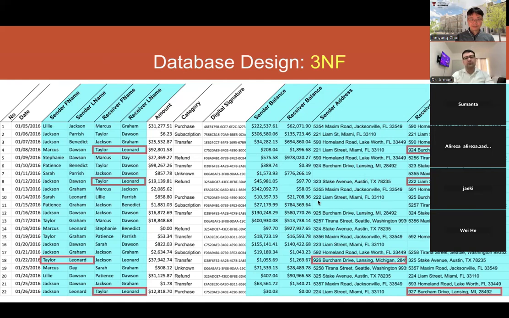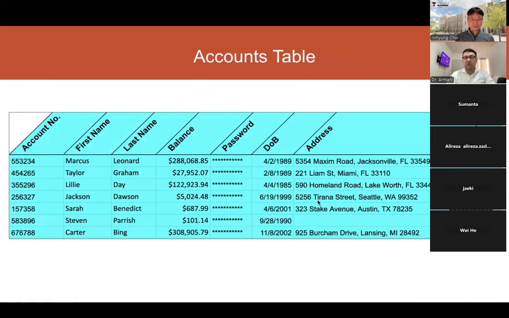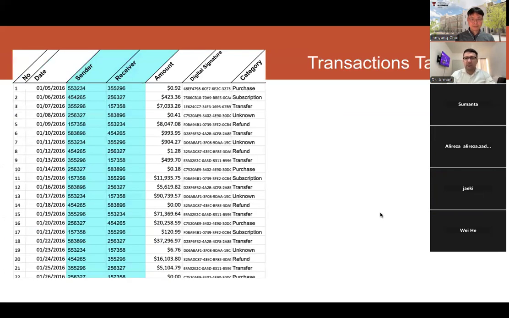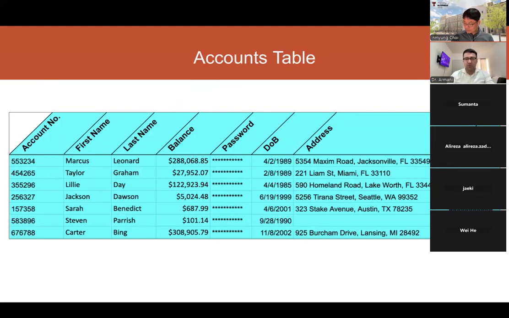So what can we do? The best approach is to have multiple tables. We can have one table for the accounts or for people. We have account numbers and information about each account holder. And then we have another table for transactions. So we list the transactions here, and we don't need to put the information about the sender and receiver here. We have just the account number of the sender and the account number of the receiver. And if we need to get information about the sender or the receiver, we just look them up in the accounts table.